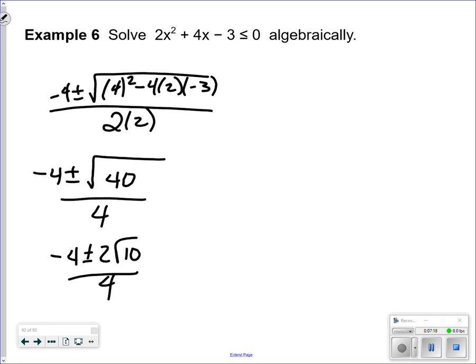Then, everything's divisible by 2. Do not divide anything that's inside the radical. So the answer to this question is -2 plus or minus the square root of 10 all over 2.